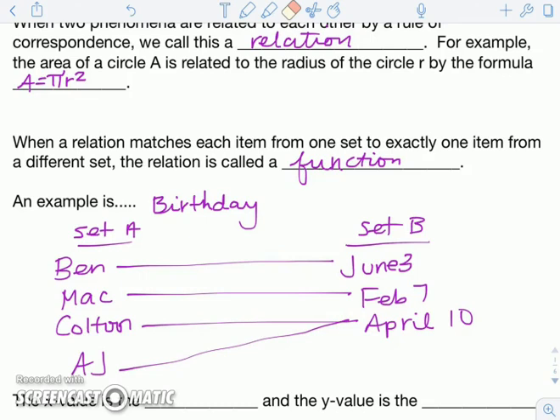So it's okay if there were numbers here that didn't have a match. If we were just talking about our class, it might be the case that no one was born on May 27th, so no A would be drawing to B as May 27th. It's okay that Colton and AJ share a birthday. People can have the same birthday, but one person cannot have two birthdays. For example, Mac's birthday cannot be June 3rd and February 7th. So every person has one birthday. People can share a birthday.